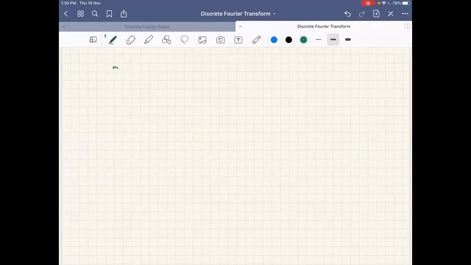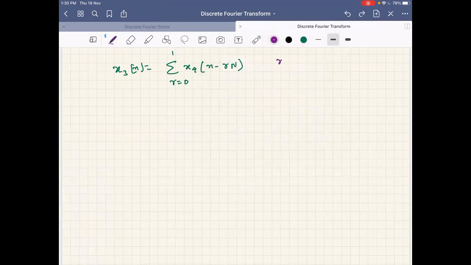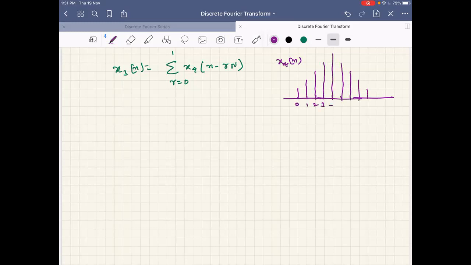Right. So let us now write x3 of n is equal to the summation of x4 of n minus rn, r equal to 0 to 1, where x4 of n, let it be as given before: 1, 2, 3, 4, 5, 4, 3, 2, 1, at 0, 1, 2, 3, 4, 5, 6, 7, and 8. Fine, 0 to 9 samples.